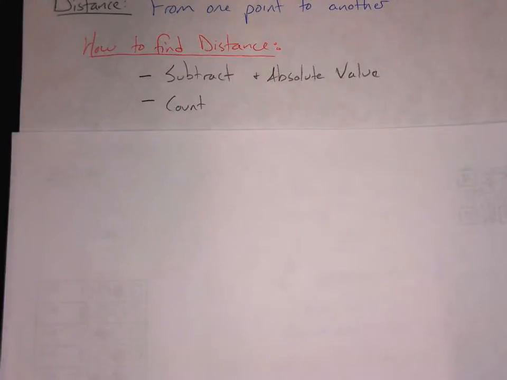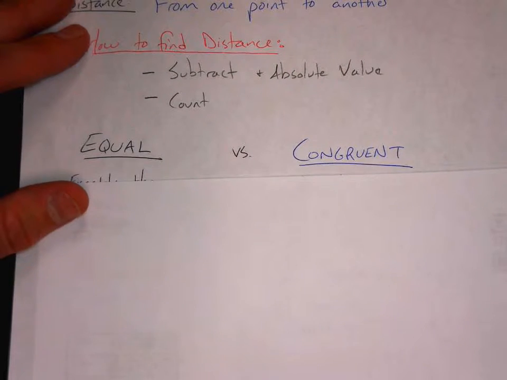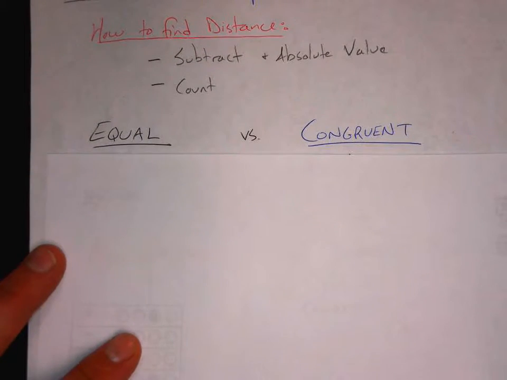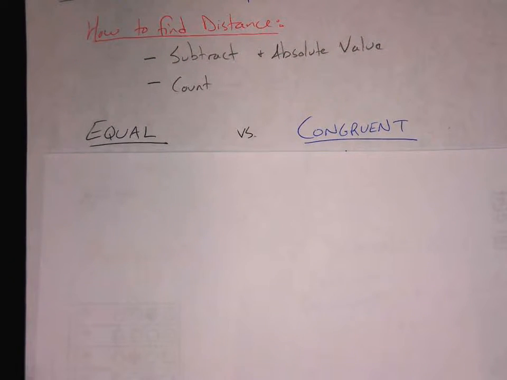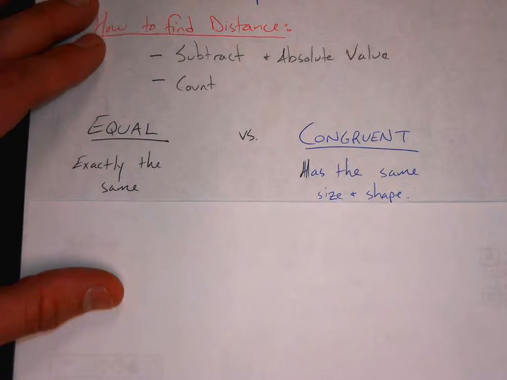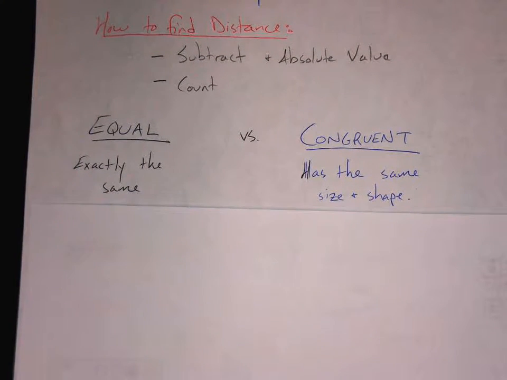So we have to get into this neat concept. We're gonna have a little throwdown here. You guys ready? Throwdown. Bam. We're gonna talk about equal versus congruent. So this congruent thing, we have to know what that means. Well, first of all, do we even know what equal means? What does equal mean? It means, well, it's exactly the same. Exactly the same is equal.